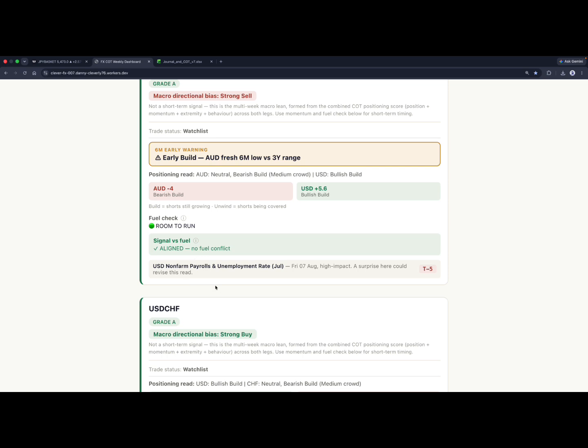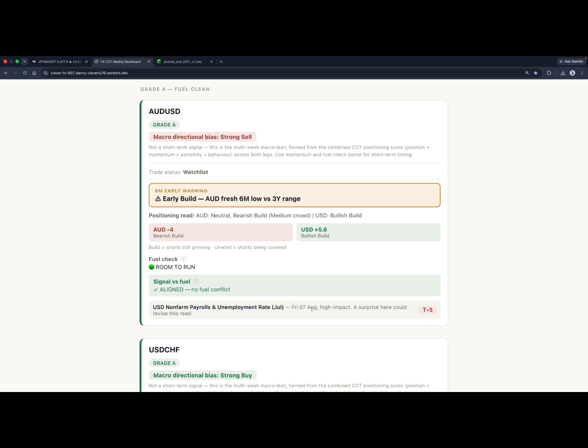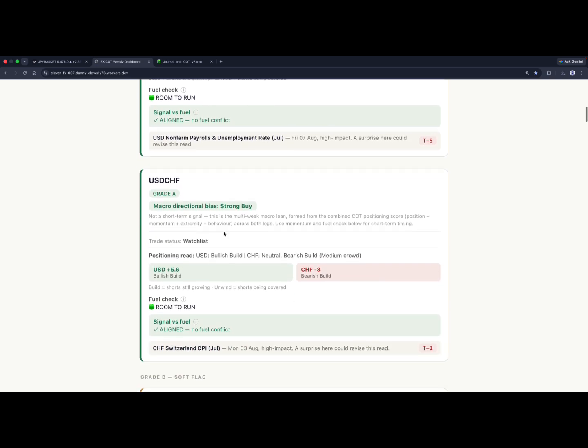trade to enter. And then lastly, on the card print, you get the upcoming news events that will likely affect the US dollar, in this case the NFP, the non-farm payrolls, which come out the first Friday of every month. And this is a countdown timer, and this is the date of that release. So a surprise here could revise this read because it is a high-impact news event. So I tend not to trade around these particular times. Okay, and then it just moves on to the next category, which is US dollar Swiss franc.